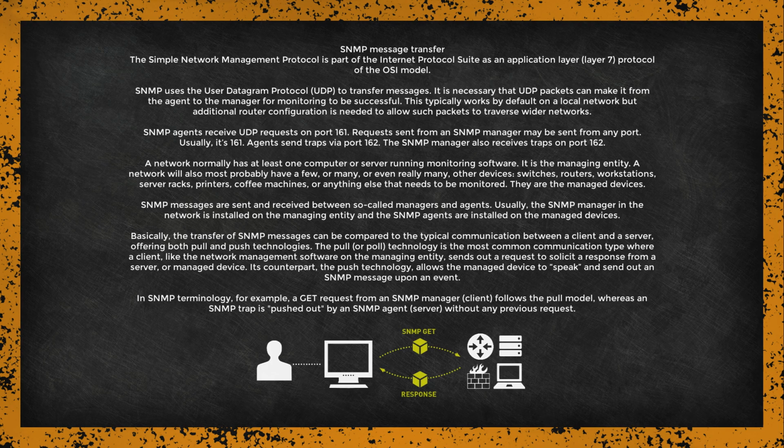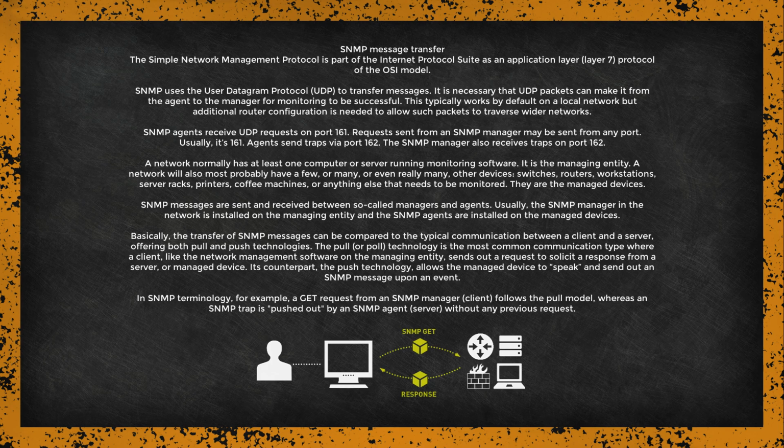SNMP uses the User Datagram Protocol, UDP, to transfer messages. It is necessary that UDP packets can make it from the agent to the manager for monitoring to be successful. This typically works by default on a local network, but additional router configuration is needed to allow such packets to traverse wider networks.